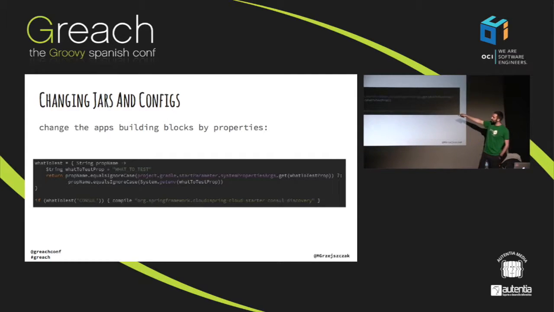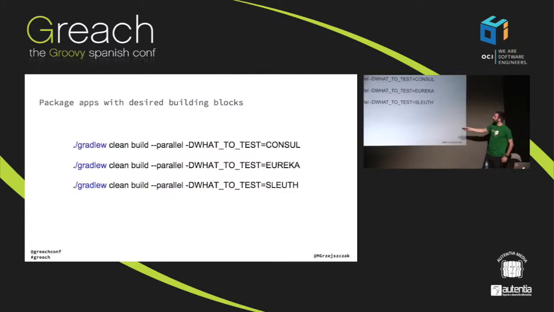And what I'm checking is that if I executed Gradle with a what to test system parameter equal to something, for example, Consul, right? I'm going to show you an example in a second. And then in the dependencies section, I say that if what to test is Consul, provide Consul discovery. If it's Eureka, provide Eureka, right? So I have such Gradle scripts executed, for example, what to test equals to Eureka or Consul, whatever.